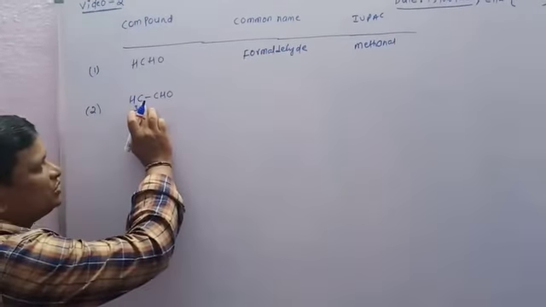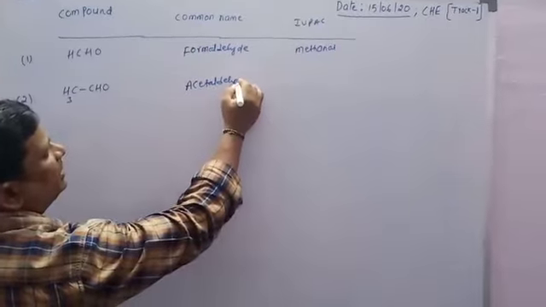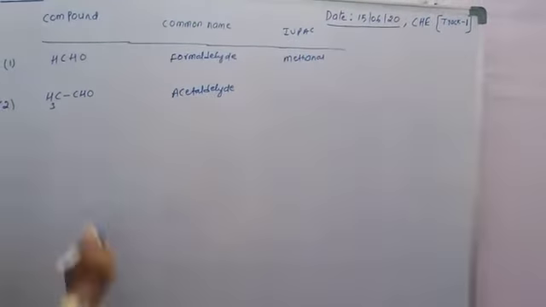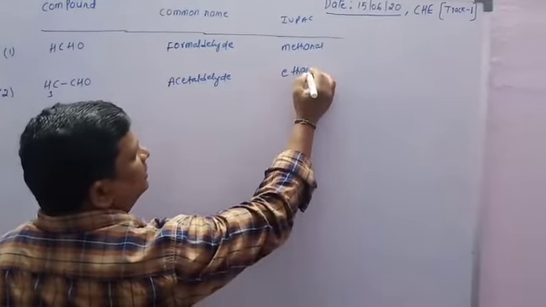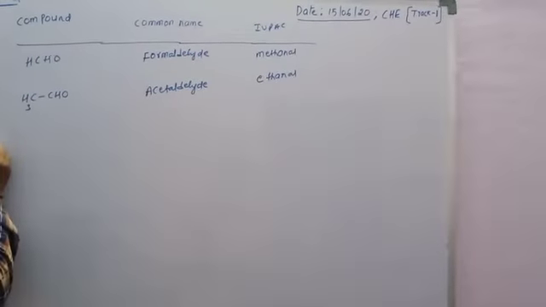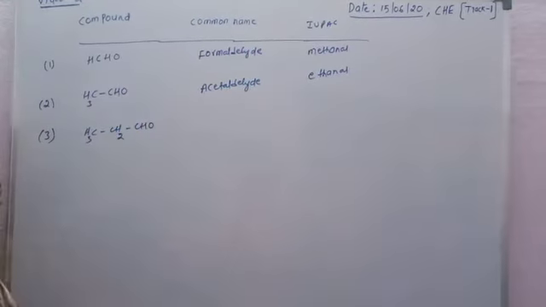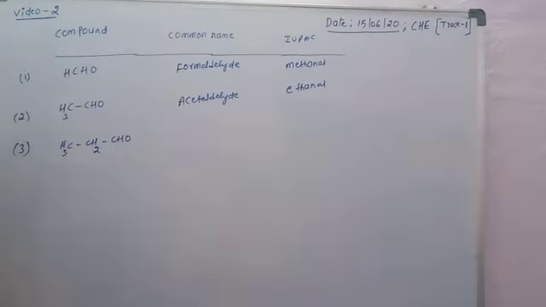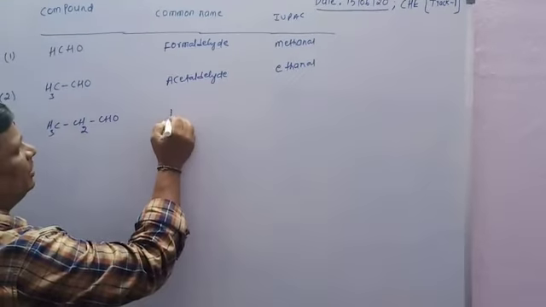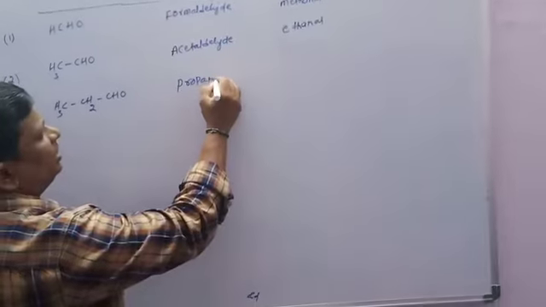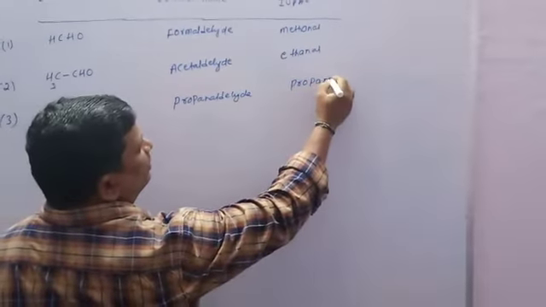The second compound is CH3CHO. The number of carbons is 2 with an aldehyde group, so the common name is acetaldehyde. The IUPAC name is meth, eth plus the suffix al, so it is ethanal. Next, let us consider CH3CH2CHO. The common name is propionaldehyde, and the IUPAC name is propanal.